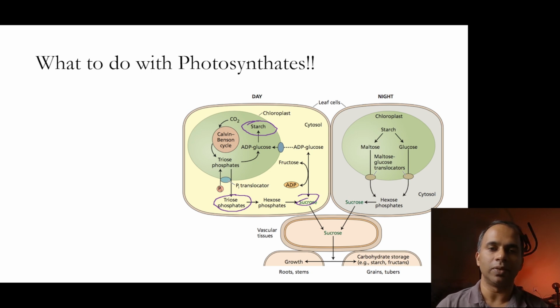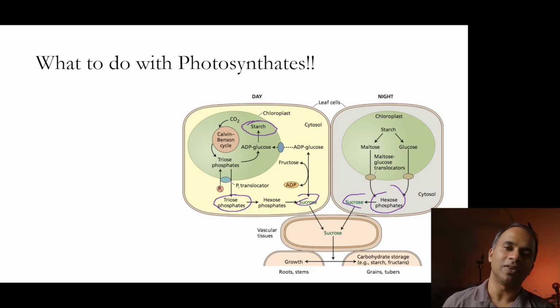During the night time, the starch that was stored in the chloroplast will move into the cytosol after being converted to maltose and glucose through the maltose-glucose translocator. Then these hexose phosphates will be converted into sucrose, and that sucrose will go into vascular tissues. Some will be used for the growth and development of the plant, and some will be stored for the survival of the plant. Okay, so that is the fate of the photosynthates coming out as a result of the photosynthesis process.